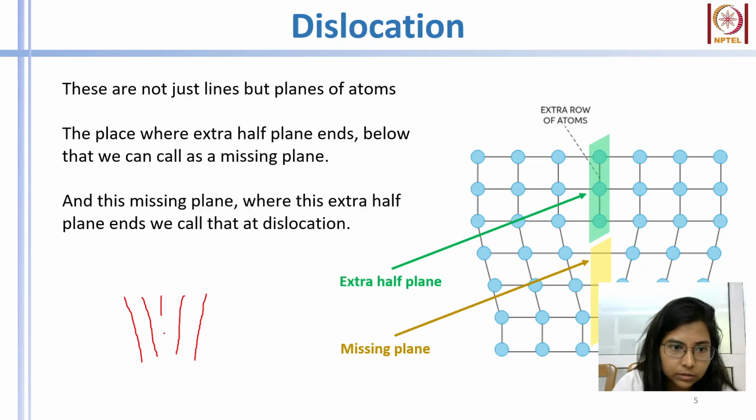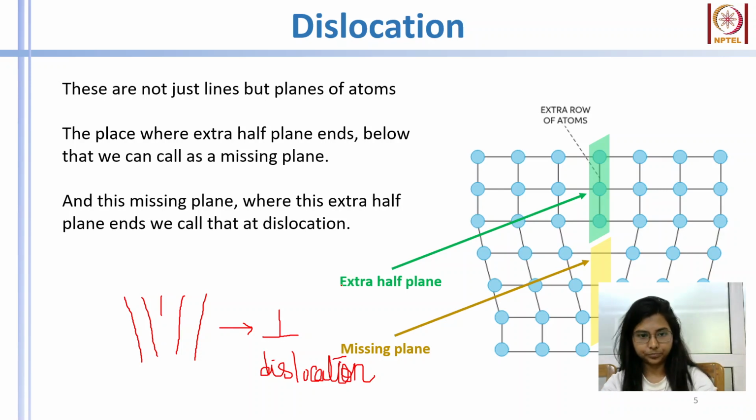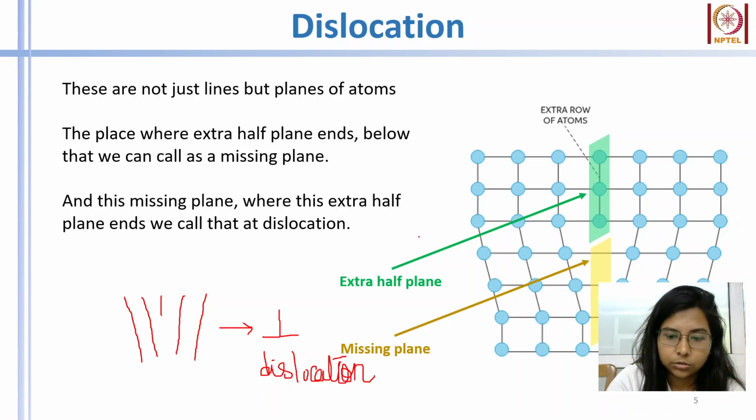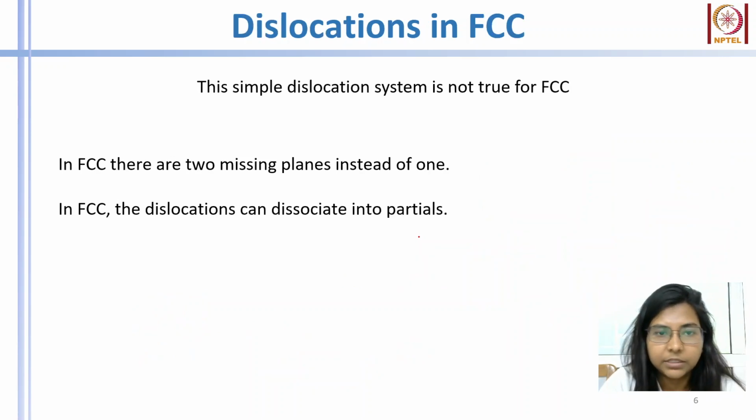So this area, how it is denoted, it is denoted like this. This is the dislocation. Okay. So this is the schematic, the basic schematic.